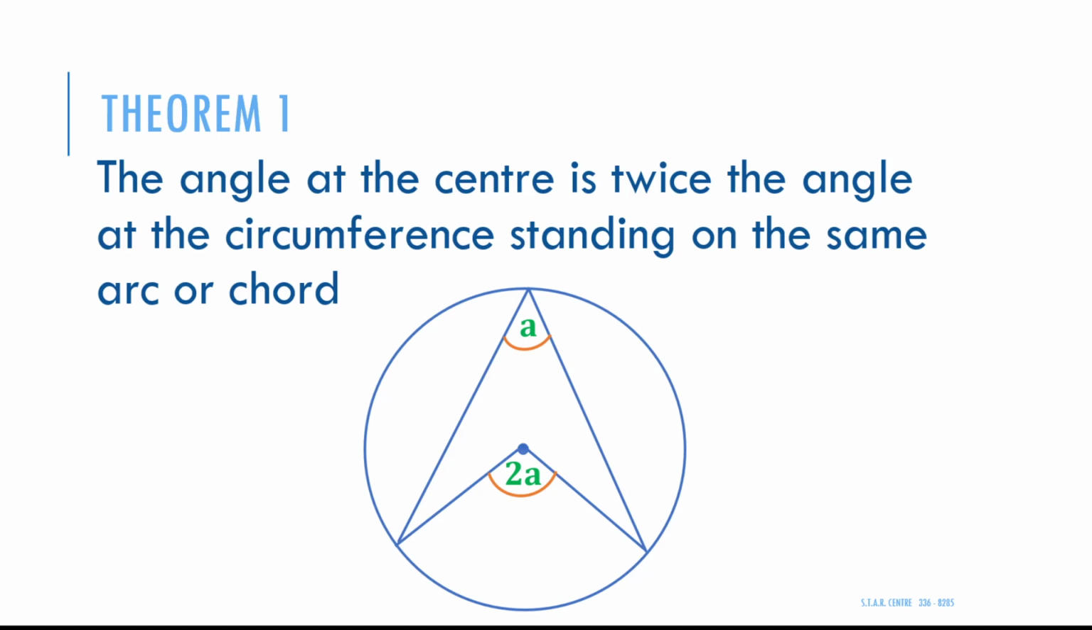So for our circle geometry or circle theorems, we have 9 theorems that we are going to learn. So theorem 1, the angle at the center is twice the angle at the circumference standing on the same arc or chord. So this is the angle at the center. This is the angle at the circumference, and this angle here at the center is 2 times the size of this angle. So for example, if this angle here is 100 degrees, then this one will be half of that, which is 50, or vice versa. If we know that this one is 50, then we know this is 2 times that, which is 100 degrees.